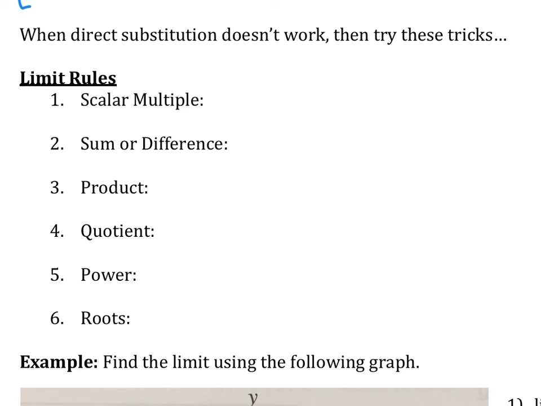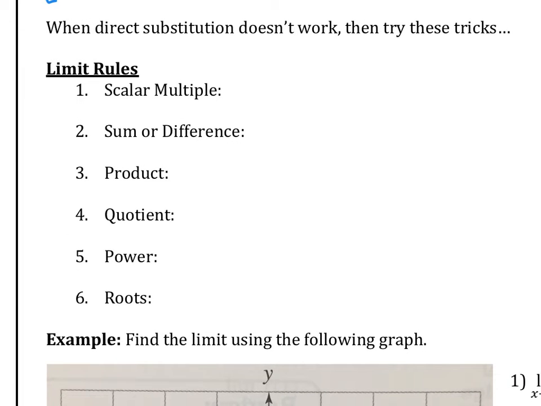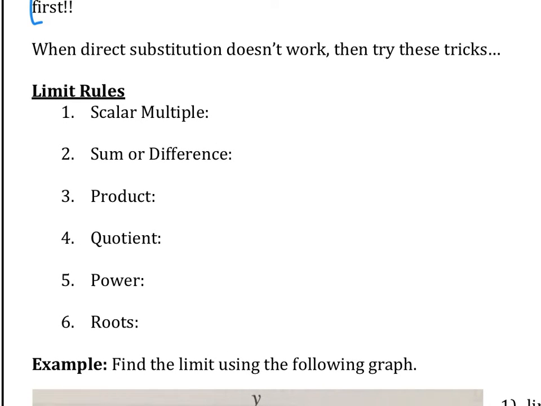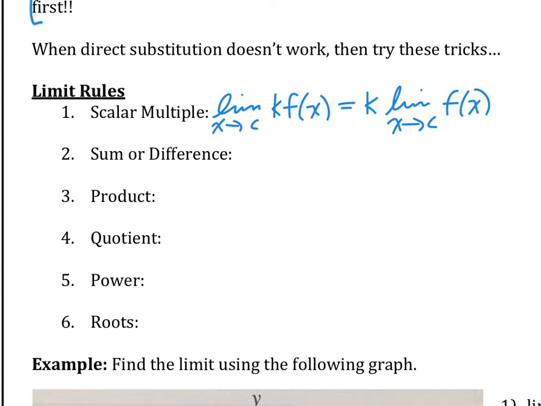Okay, so then there are some tricks. Here, we're going to look at some tricks for when it's not continuous. If direct substitution doesn't work, you can try these tricks. These are the basic and general limit rules. First, scalar multiple. That means if you have a limit as x goes to some number of k as a coefficient times the function, and you're not sure how to find this limit, well, that k is just a coefficient, so you can take it out of the limit, evaluate the limit first, and then multiply it by k.